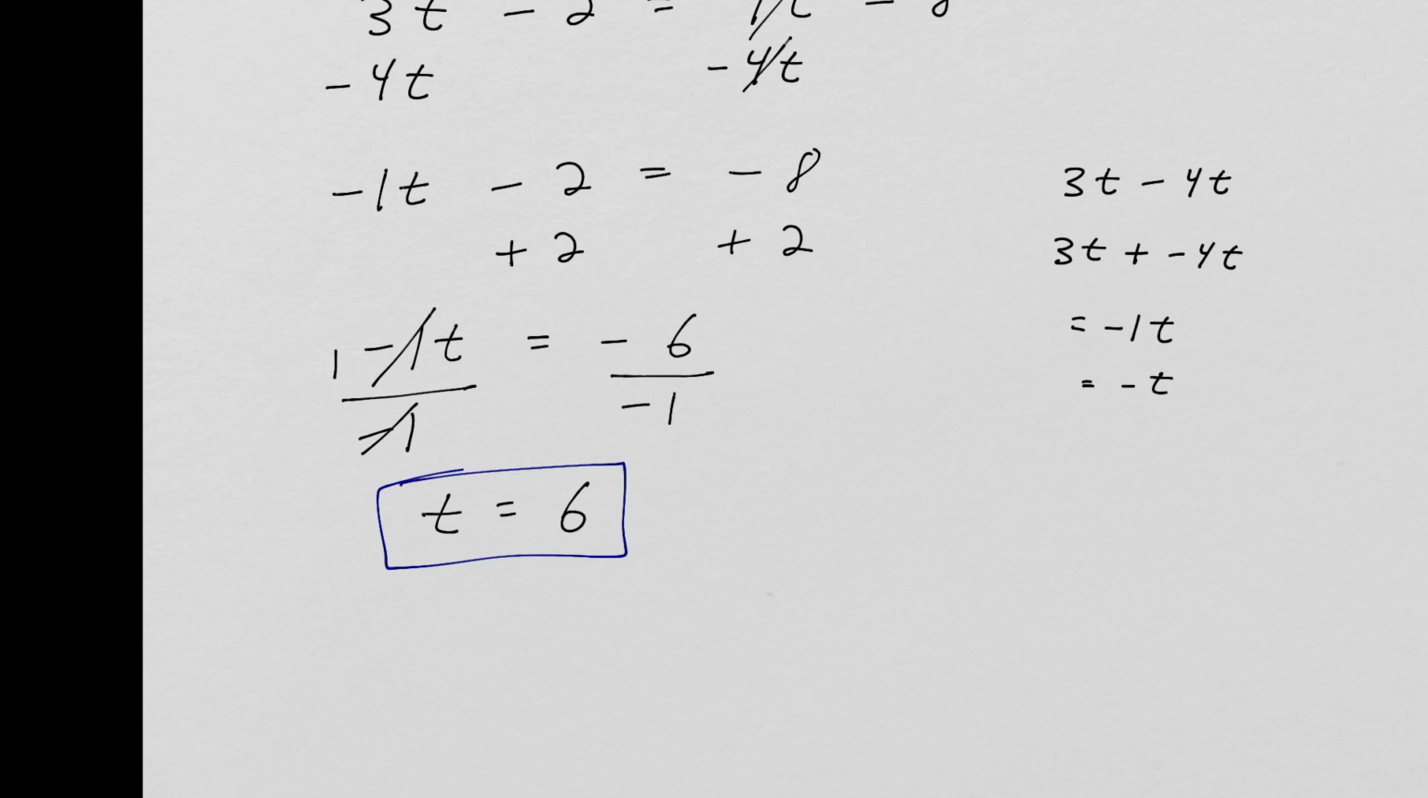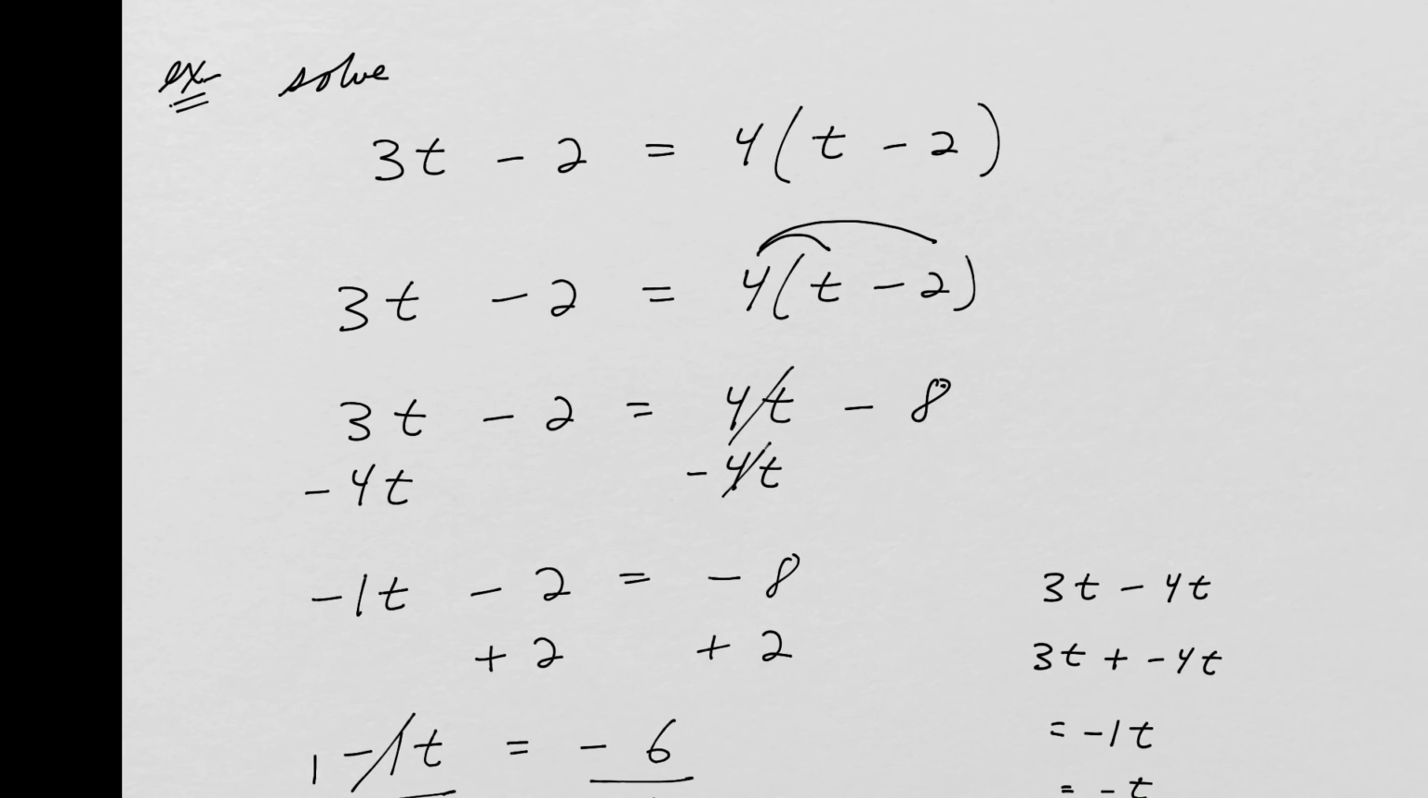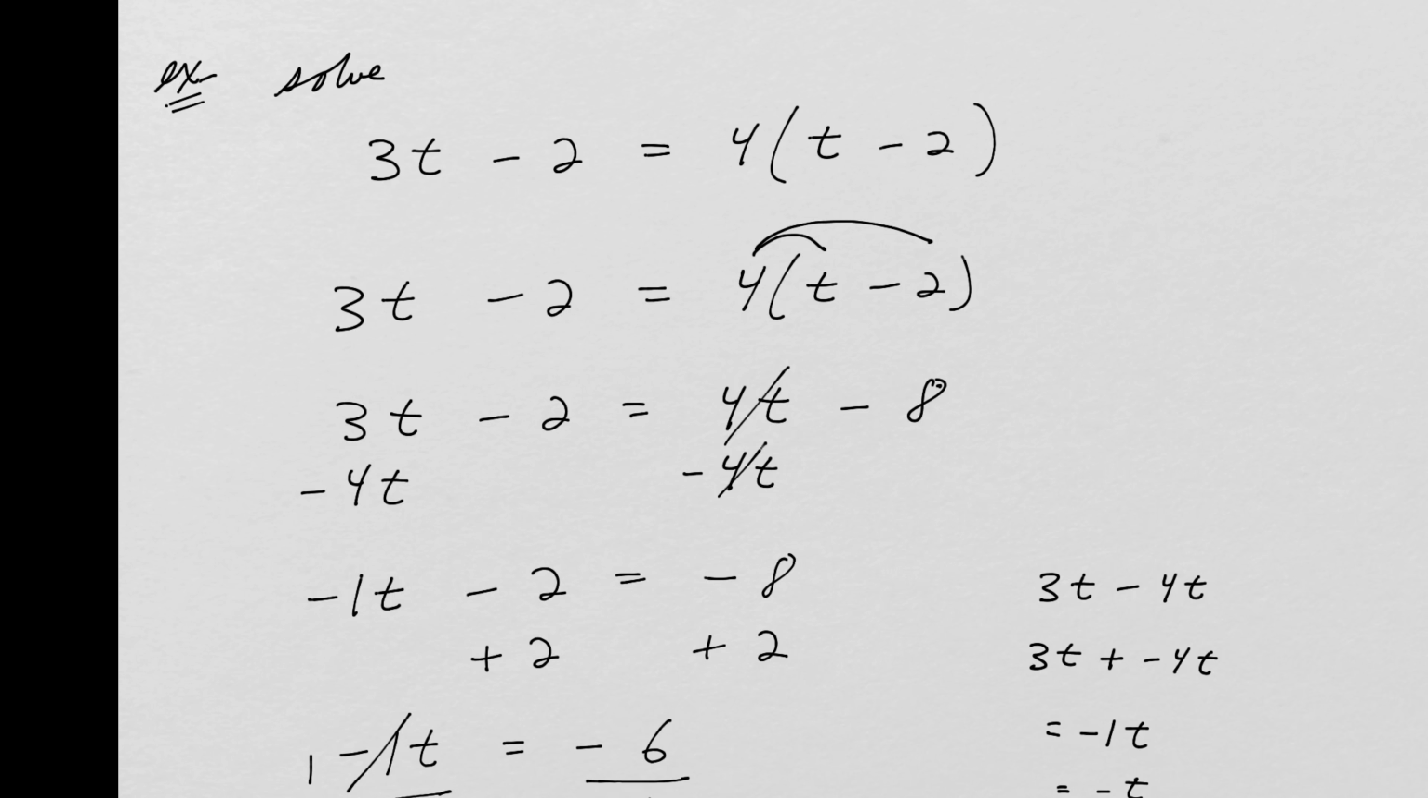And you could always check it by going back to the original equation, and where you have a t here, you could plug in a 6 here, and you're going to find that you get the same result on both sides. Actually, we can do it quickly, right? This is going to be 18 minus 2, which is 16. Here, 6 minus 2 is 4, so I have 4 times 4, which is 16. So that checks, right? So the correct solution is t is equal to 6. That is correct.